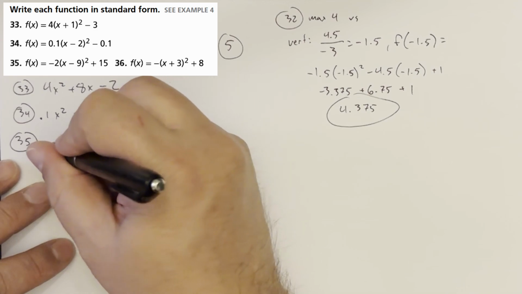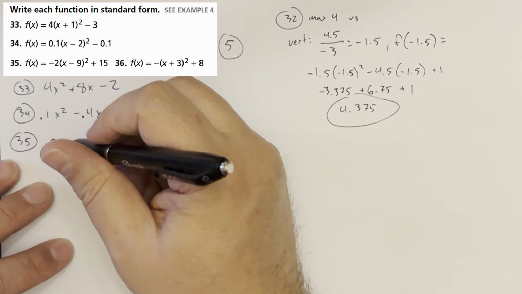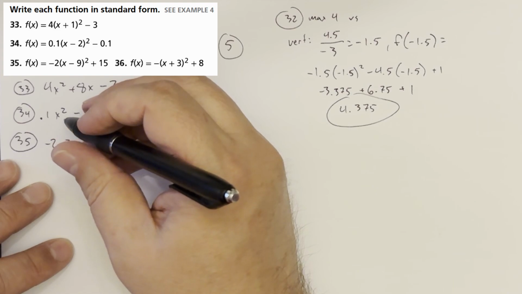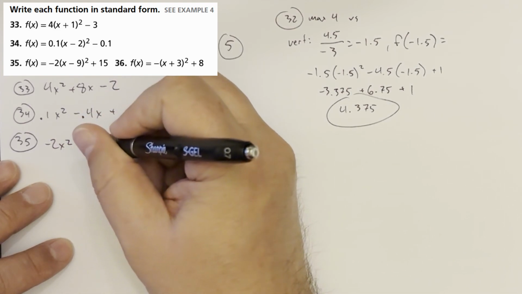I think I did number 33 wrong, just so you know, because 1 squared is 1 times 4 is 4 minus 3 is 1. So it should have been plus 1. So 33 is 4x squared plus 8x plus 1.